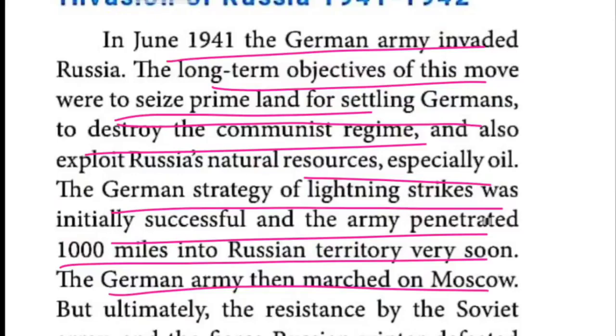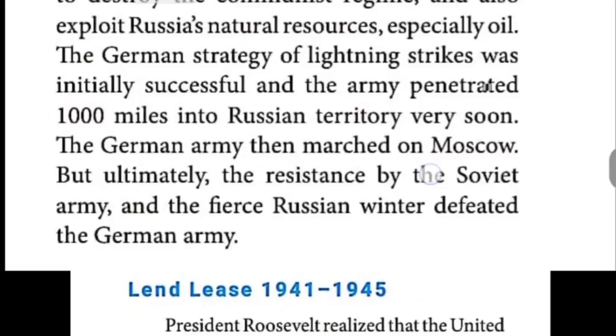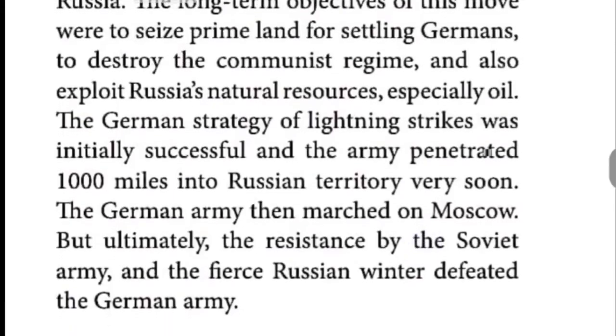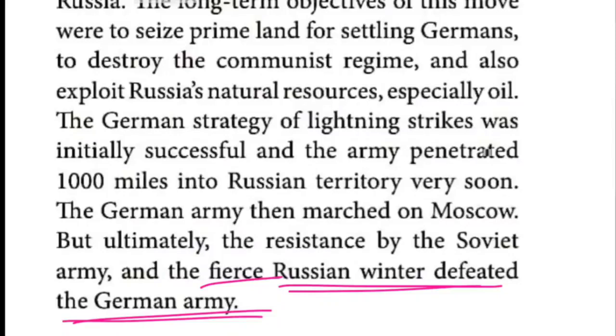It is not given here, I'm telling you. But ultimately the resistance by the Soviet army and the fires, what is the meaning? Ferocious aggressiveness. The Russian winter defeated the German army. Yes, the climate only defeated the Germans, because during the time of winter, Hitler entered into Russia without a plan. So that's what they are telling. The Russian winter defeated the German army.